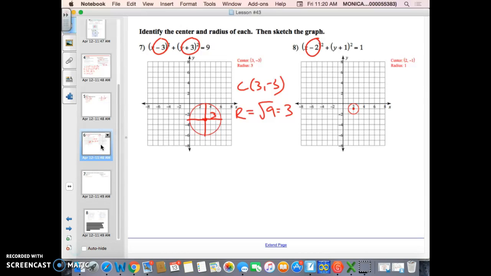It's okay. So here's where I get H. Here's where I get K. So my center is going to be +2, -1. And then my radius is the square root of 1, which is 1. So you'll notice it's my dot here, and then there's my radius of 1. So that's how you graph it.